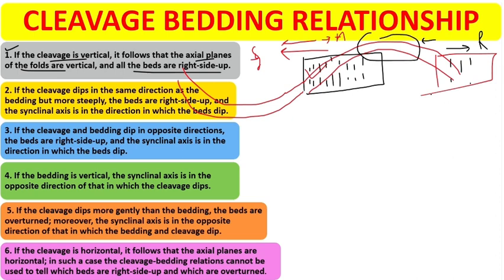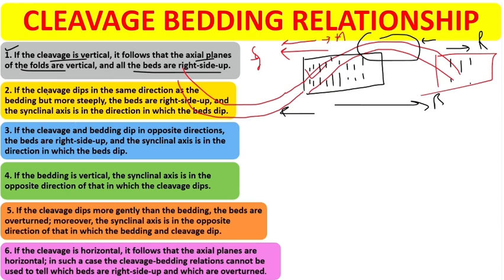In this way, in the field, we will interpret and know whether we should move toward right or left to find the core of the anticline or syncline, so that we can understand the large scale features. This is the first case. Now I'm going to talk about the second case.